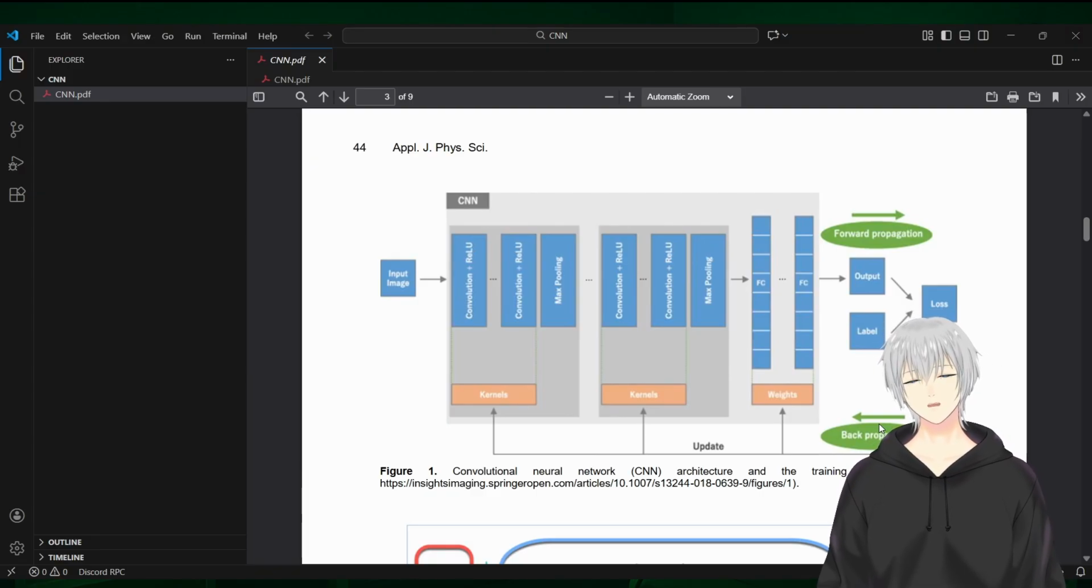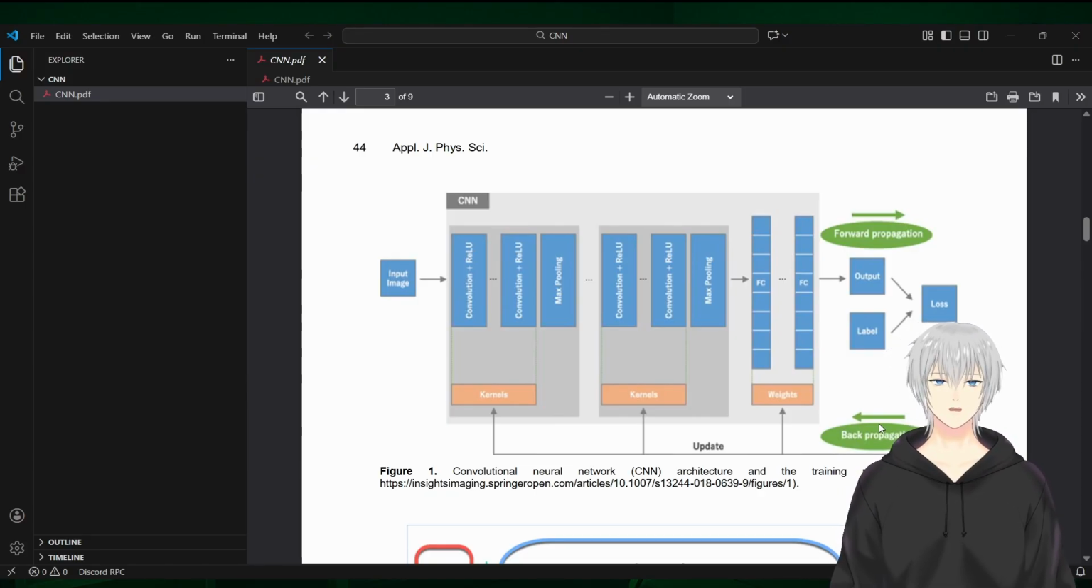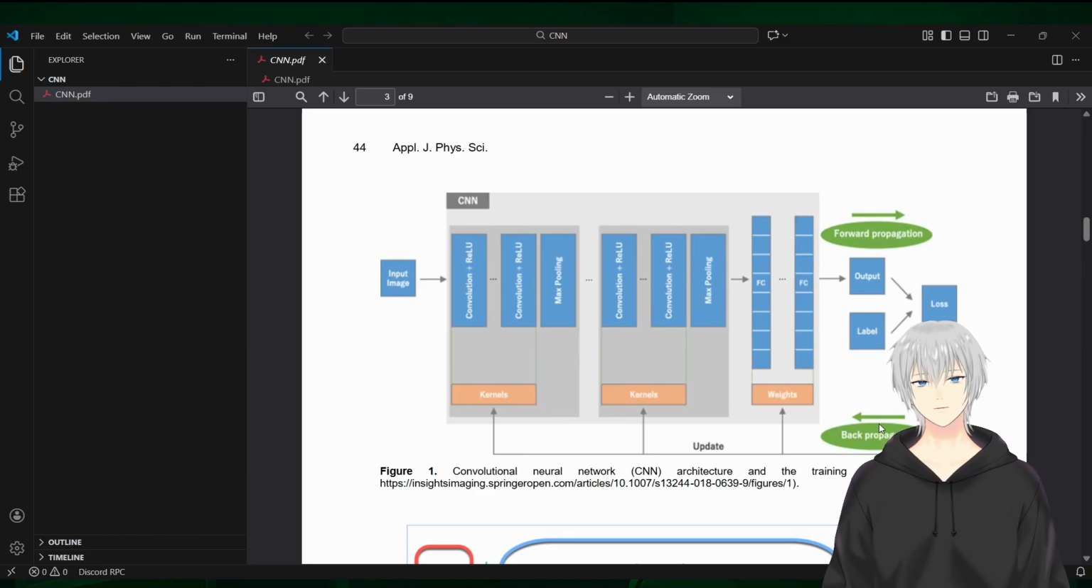Okay, input layer. Then we have these convolutional plus rectified linear units. Two of those. Then we have max pooling, and then we have other layers. Okay, so we can have multiple convolutional plus ReLU from what I can tell. Then we have two fully connected layers.